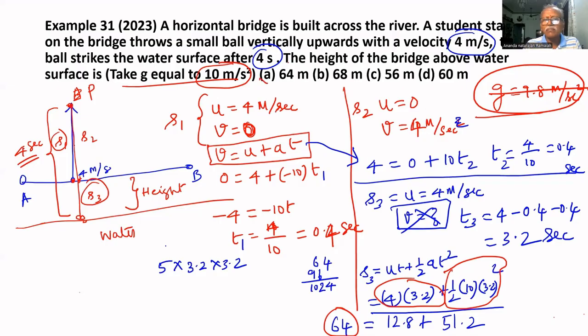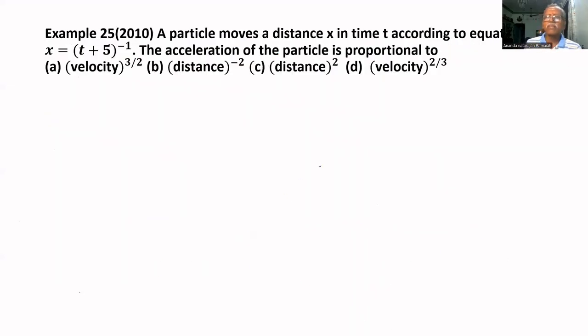A is the answer. A particle moves a distance x in time t according to the equation. The acceleration of the particle is proportional to what? The options are: proportional to velocity to the power 3 by 2, proportional to distance to the power minus 2, distance to the power 2, velocity to the power 2 by 3. So we have to find the acceleration first, then check all these options.